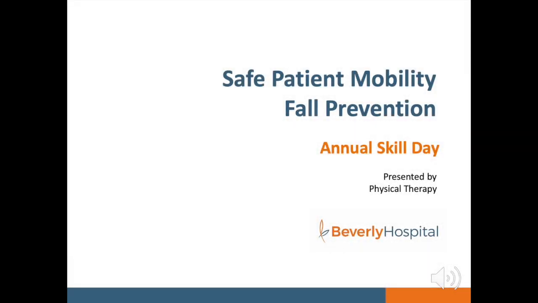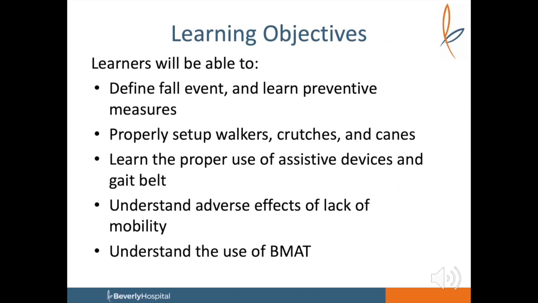For this portion of the course, we will be discussing the topic of safe patient mobility and fall prevention. The objective of this course is to define what a fall is and to learn what we can do to prevent them; to learn how to properly set up walkers, crutches, and canes; to learn the proper use of assistive devices and gait belt; to understand the adverse effect of lack of mobility in patients during their stay; and to understand the use of Banner Mobility Assessment Tool, better known as BMAT.